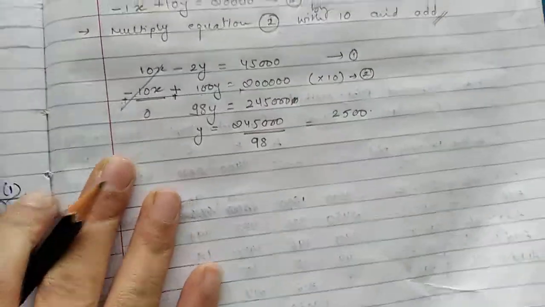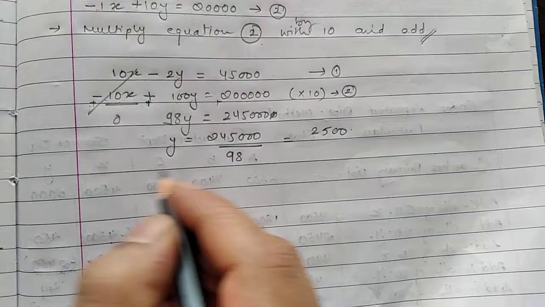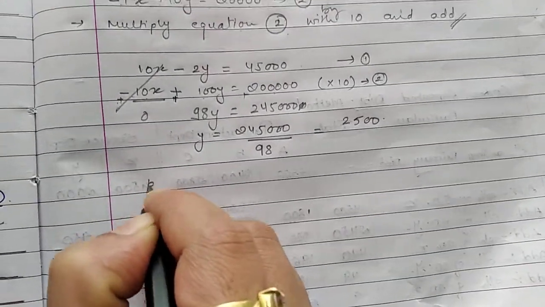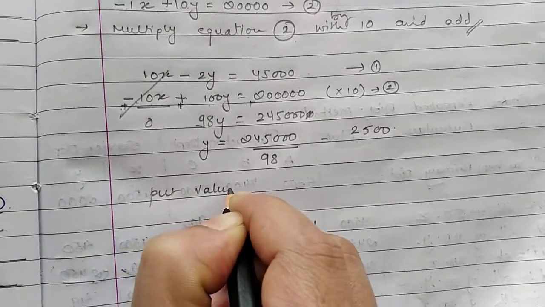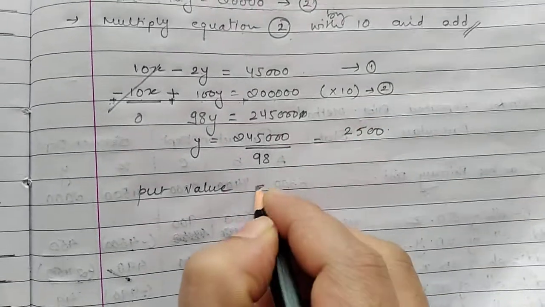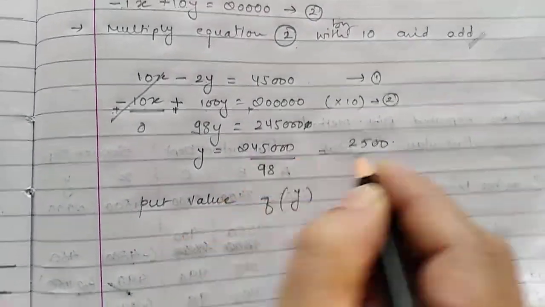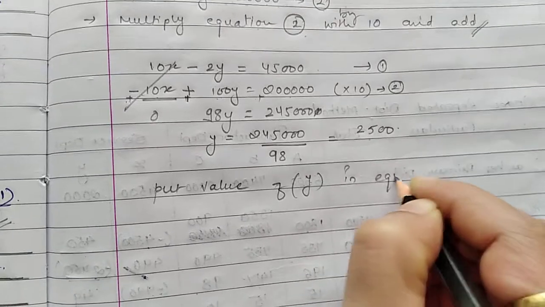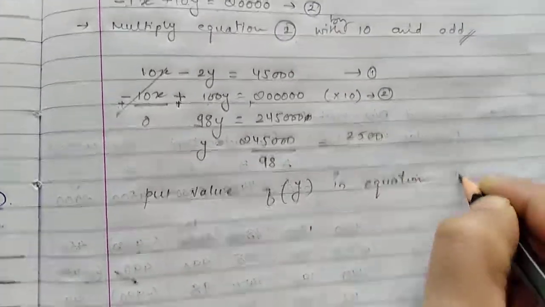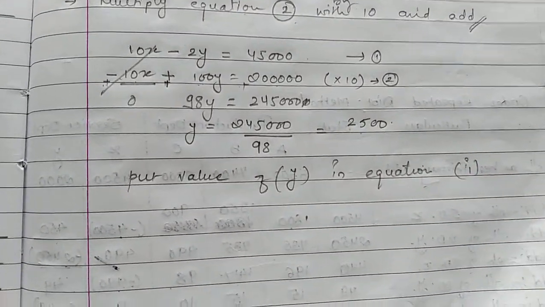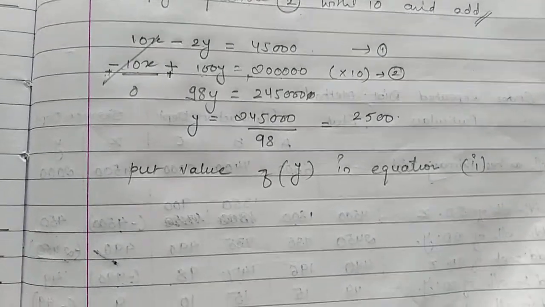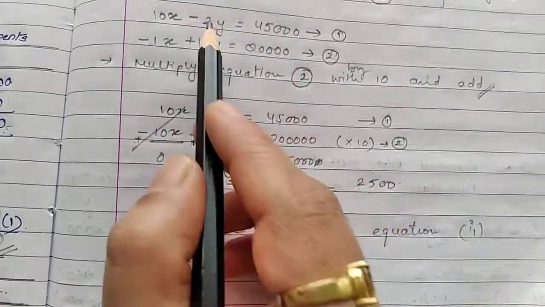Now I need to find the value of x. How will I find it? Now put the value of y, which I have already got over here, in equation 1. Okay, any equation you can put. You can put in equation 1 also or equation 2 also. So first I will write equation 1. Which is my equation 1?